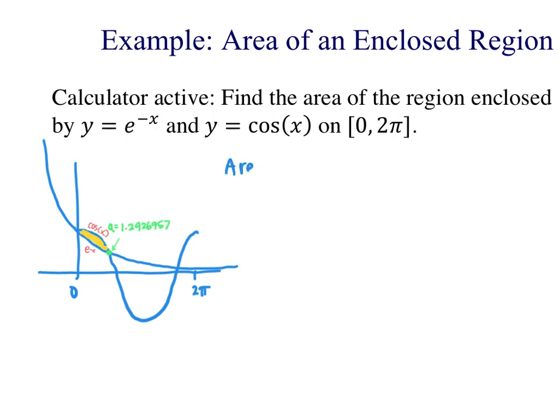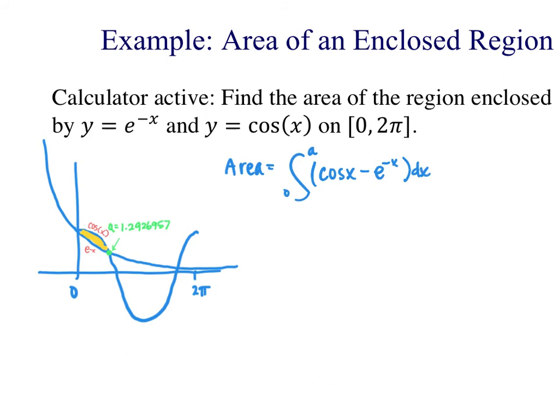The area is going to go from 0 to a. If I've labeled on my graph what the value of a is, then when I write my integral, all I need to do is put a. But I do need to specify that cosine x comes first, and then e to the negative x comes second.